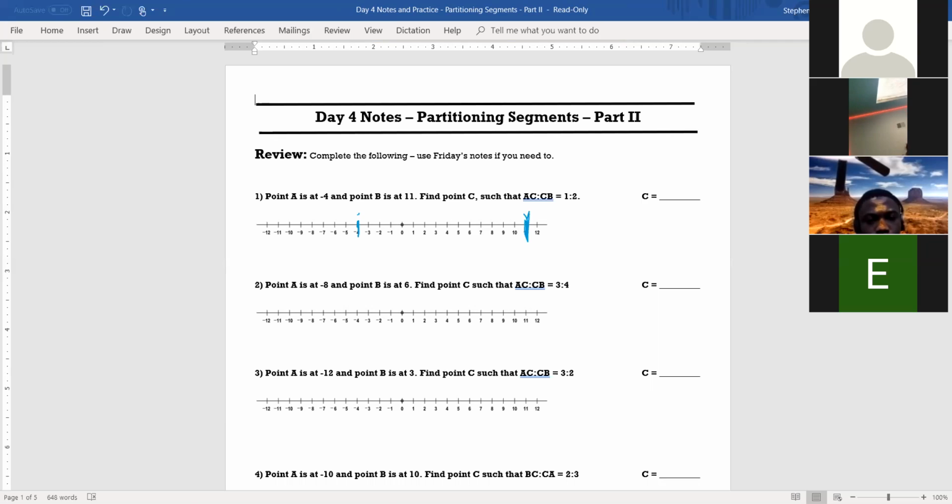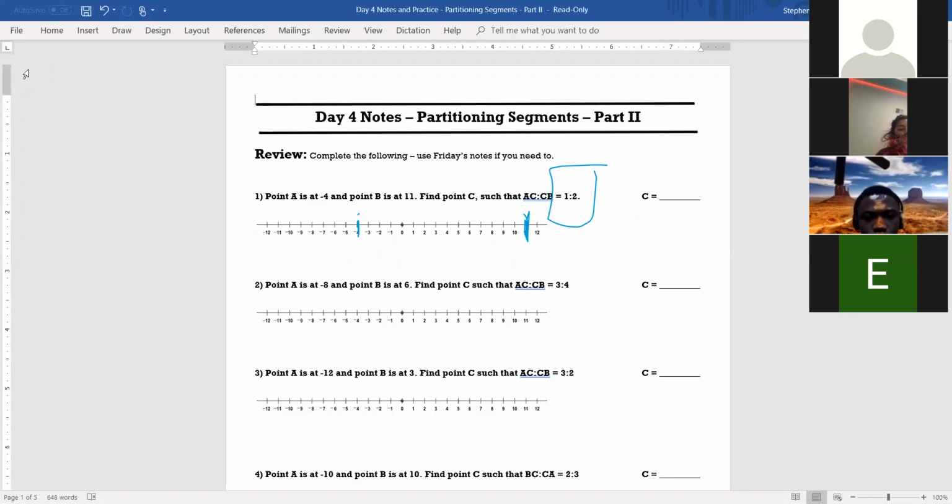Okay, so I just know that it's going to be divided into 4 parts because 1 plus 3 is 4. Wait, hang on. 1 plus 3. Where did you get the 3? Wait, isn't that a 3 right there for number 1? Or are we doing number 2 now? No, we're doing number 1. Point A is at -4. Point B is at 11. Find a point C that's a 1-to-2 ratio. Oh, yeah, I'm just having a bit of an issue seeing it, but that's all right. So, yeah, it would be 3 sections.